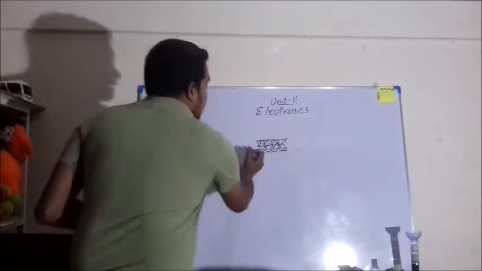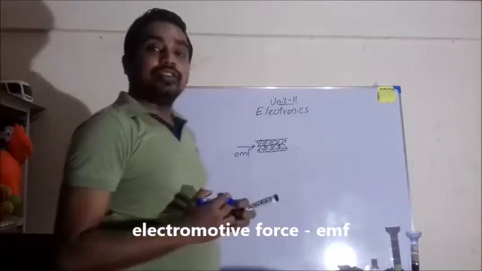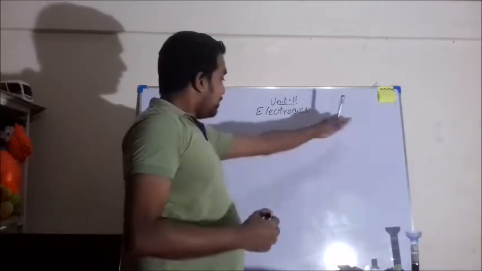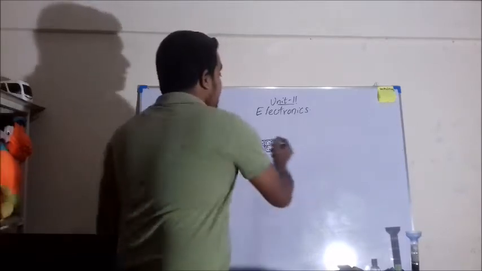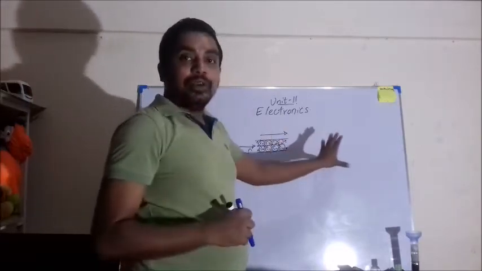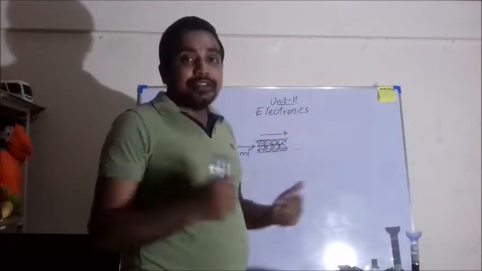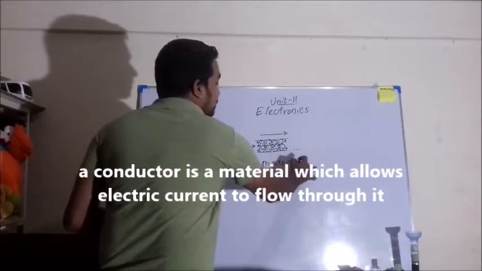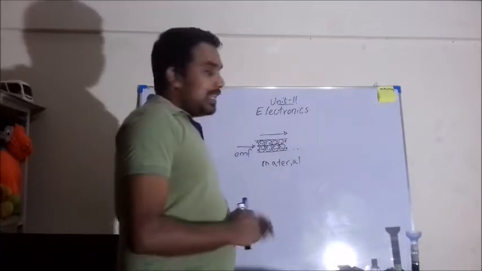If a sufficient electromotive force, EMF, is provided, these electrons can be sent in this direction if the electromotive force comes from our left hand side. The electromotive force allows electrons to flow through this conductor. When the electrons flow, we call it an electric current. We say the electricity is flowing through this conductor. So, a conductor is a material which allows electric current to flow. Is that clear?